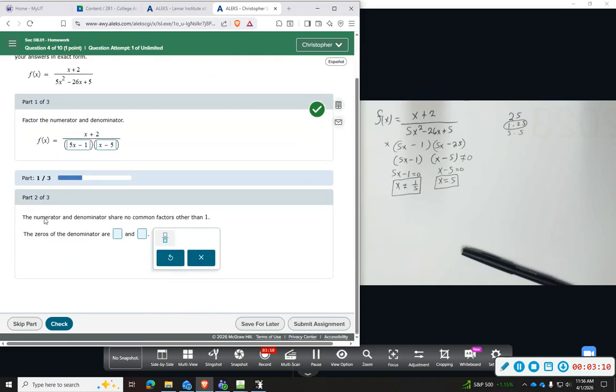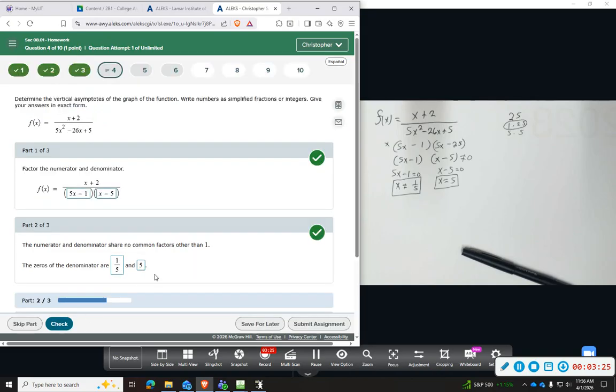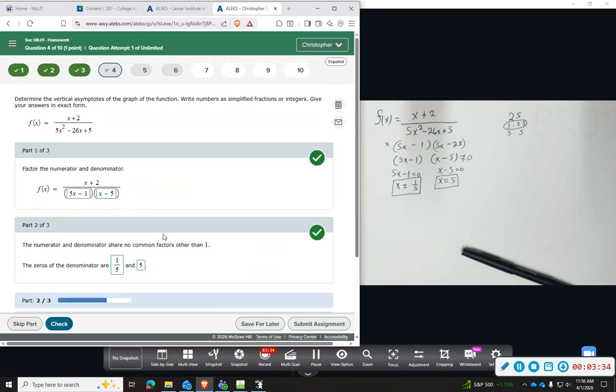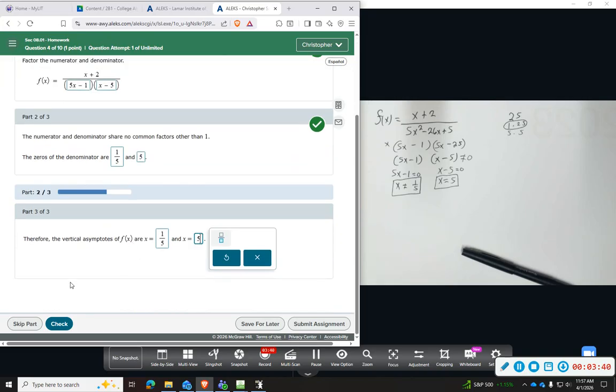All right, the numerator and denominator share no common factors other than 1. The zeros of the denominator are, and that was 1/5 and 5. And then therefore the asymptotes are x equals 1/5 and 5. Okay, so this is the part that was describing if it divides out in the numerator and denominator, it will become a hole and no longer be an asymptote.